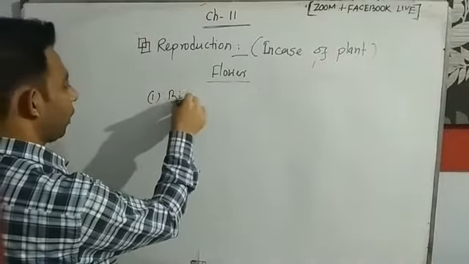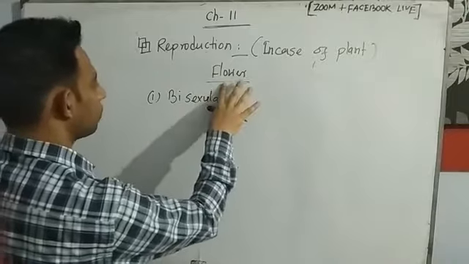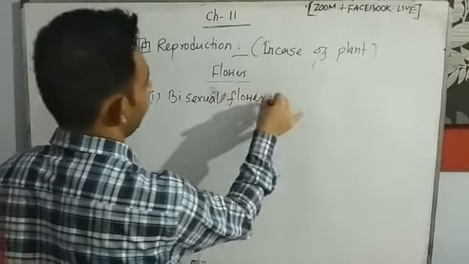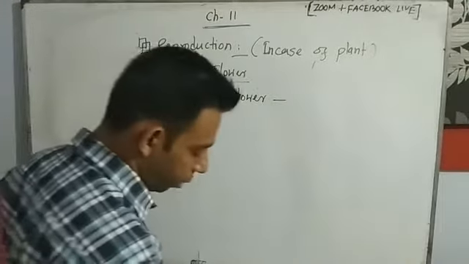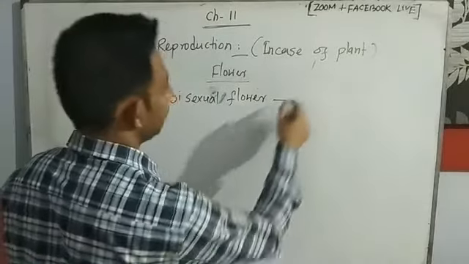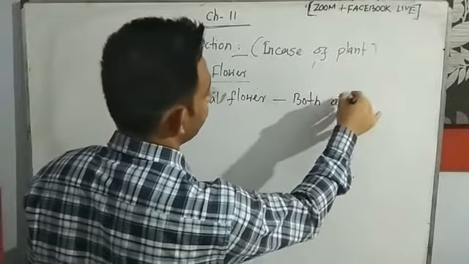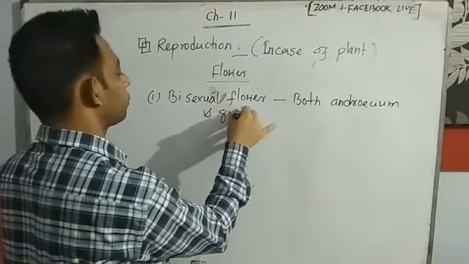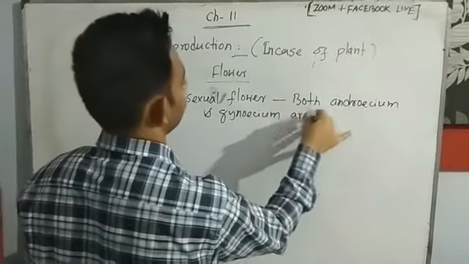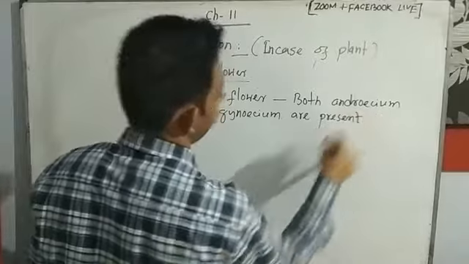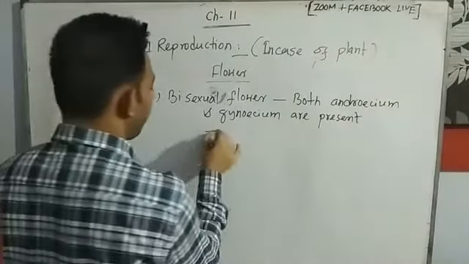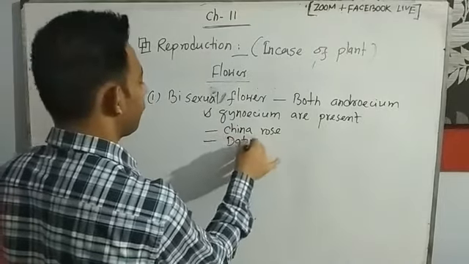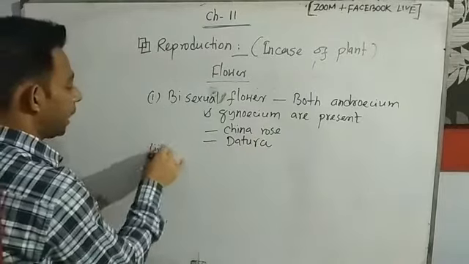Bisexual flower. Bisexual flower means both androecium and gynoecium are present in a flower. We can say China rose and datura, in the same way.